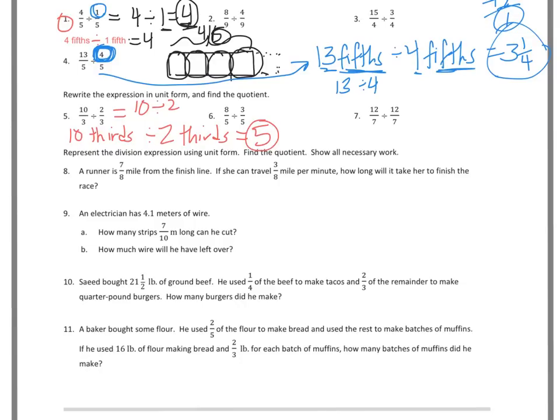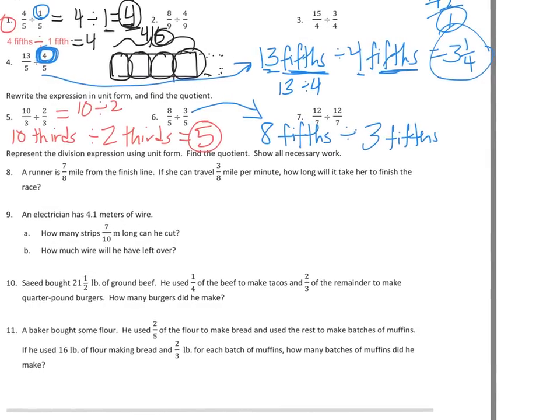And let's do 6. I'll pull it over here. I'm going to do it the same way. 8 fifths divided by 3. Oops, I wasn't doing unit form. 3 fifths. And again, that just means how many 3's can I pull out of 8? And if I don't know that, I can show it off to the side.